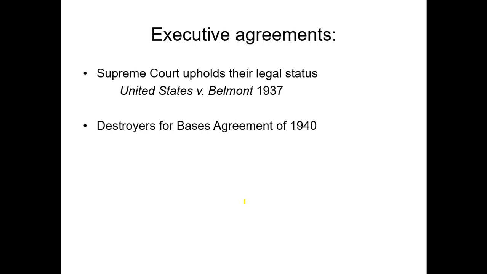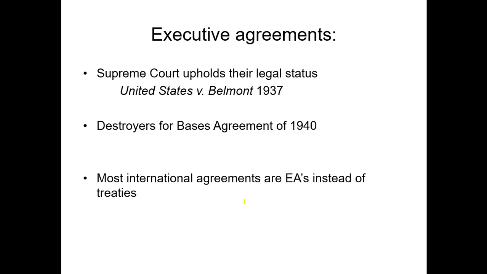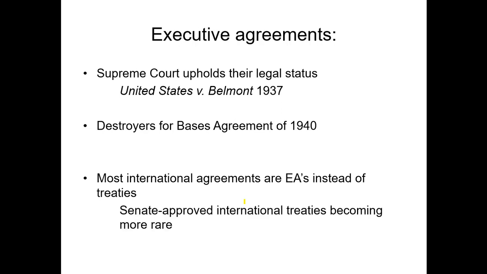The Destroyers for Bases Agreement was a big one in 1940. This has really become the norm over the past several decades. Most international agreements are these executive agreements instead of treaties. And in fact, we're seeing that Senate-approved international treaties are becoming more rare. Even, as I said before, our current administration is kind of pulling back from pursuing international treaties, particularly anything that would have to be approved by the Senate.